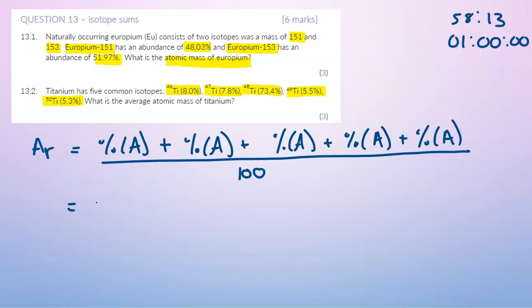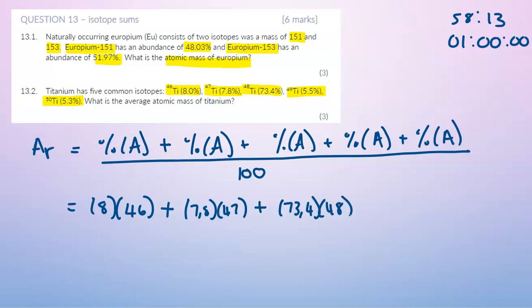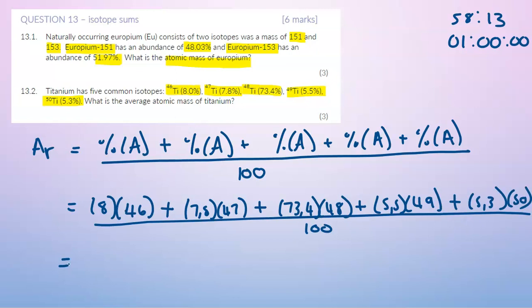Now I'm showing my substitution. So the first percentage is 8. I'm not going to put in the 0.0. And the mass number is 46. And then we have 47, 48, 49, and 50. Okay, now there are lots of numbers, so just do the calculator work nice and slowly and make sure you don't make any typos. And now I get a number of 47.92 if I round to 2 decimals. And that is my answer.